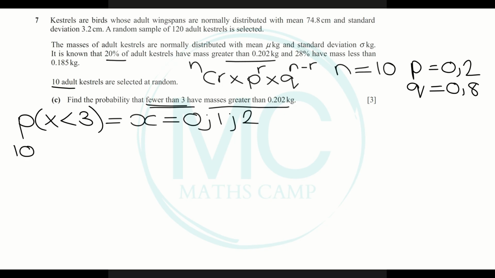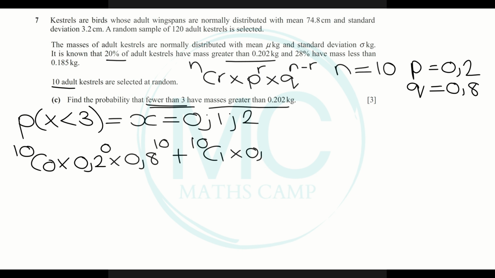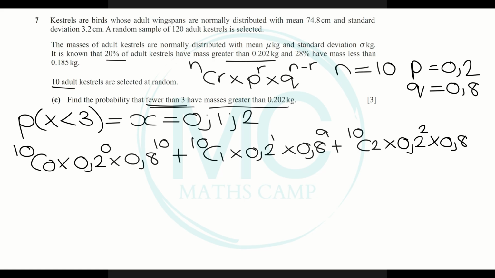NCR becomes 10C0 multiplied by P 0,2 with an exponent of R, which is 0, multiplied by 0,8 with an exponent of N minus R, which is 10, plus 10C1 multiplied by 0,2 with an exponent of 1 multiplied by Q 0,8 with an exponent of 9 plus 10C2 multiplied by 0,2 with an exponent of 2 multiplied by 0,8 with an exponent of 8.